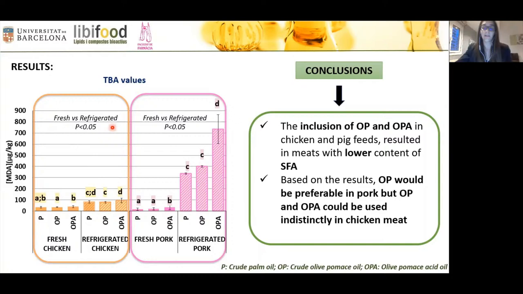So the answer to our question is yes. The inclusion of olive pomace oil and olive pomace acid oil has a significant effect on lipid composition and oxidative stability in chicken meat and in pork. The use of these two fats allows us to produce meats with lower content of saturated fatty acids. Based on the oxidation results, in the case of pork, it will be preferable to use olive pomace oil instead of olive pomace acid oil. But in the case of chicken, we could use both types of fat indistinctly.